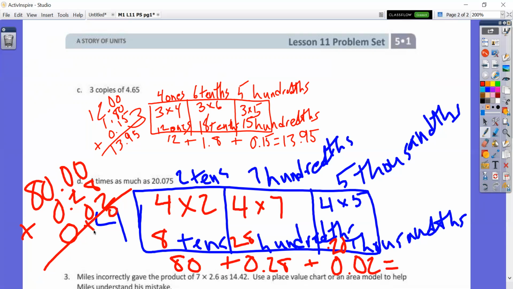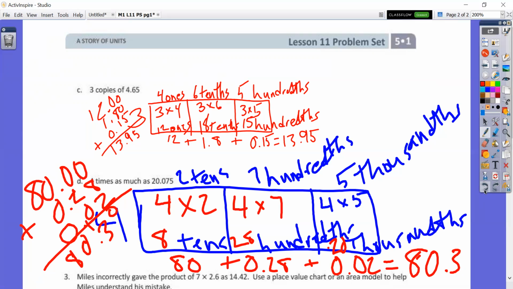So 10, regroup here. 2 tenths plus 1 tenth is 3 tenths. 0 plus 0 is a 0. And then bring down. So our answer should be 80 and 3 tenths. If you want to represent the 0 for 80 and 30 hundredths, you may, but you don't have to represent that last 0. All right, that is it for the problem set.